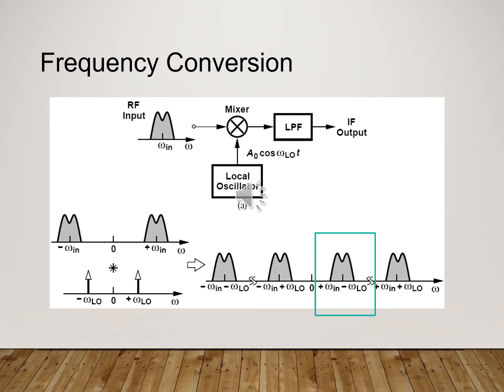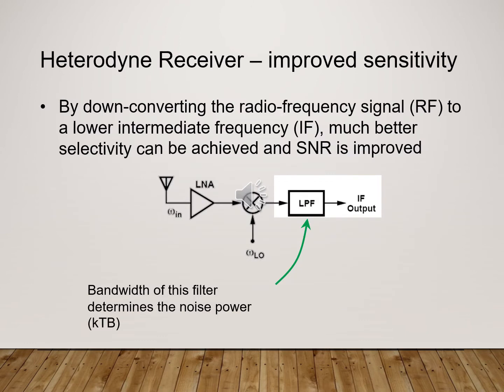In this slide, we visualize the frequency conversion in the spectrum, or frequency domain. As you can see, we have the RF signal and multiplication with a one-tone cosine at omega local oscillator, WLO. Then it will be shifted by WRF minus WLO, and then we apply the low pass filter to select the desired intermediate frequency. Heterodyne receiver improves the sensitivity.